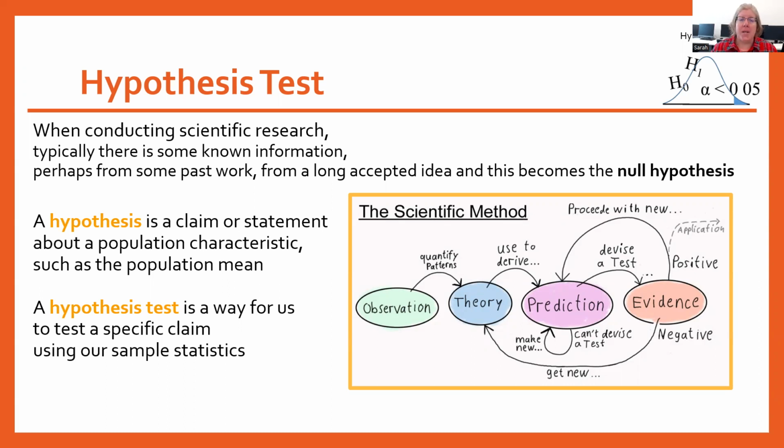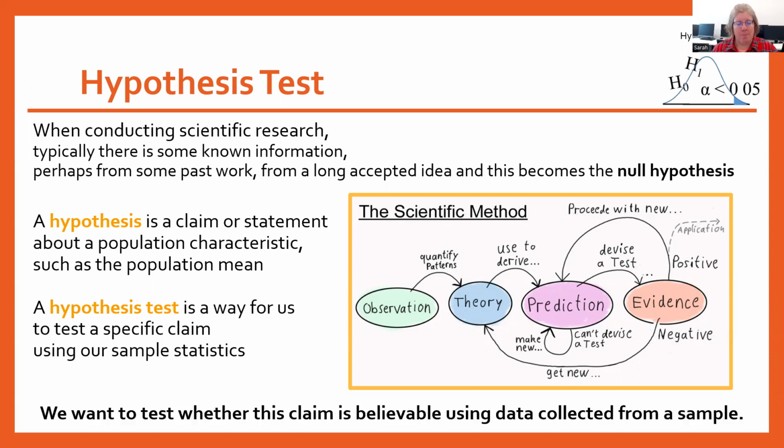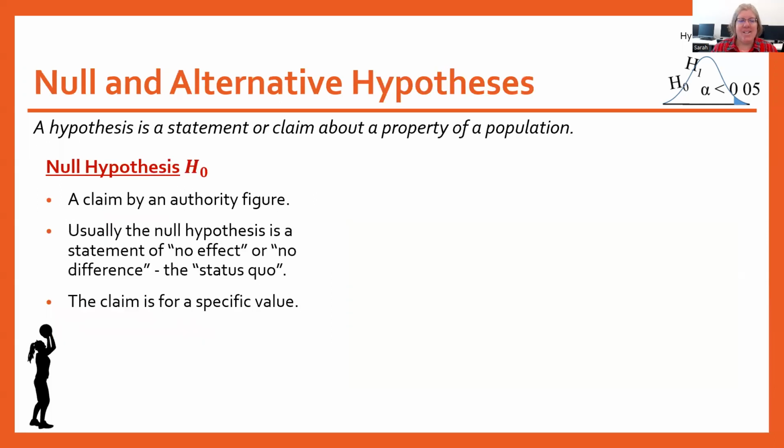In other words, we're going to use our sample mean x-bar to test a claim about our population mean mu. What we want to do is test whether the claim is believable using data collected from a sample. To do this, we need to start off by determining what our null and alternative hypotheses are. Our null hypothesis is H with a little 0 next to it.